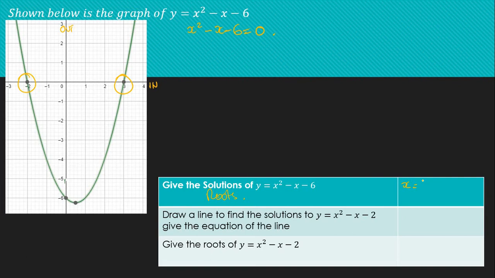Have a look. Can you see which the other one is? Yeah, that's right, it's negative 2. Okay, dead easy. Draw a line to find the solutions to this equation.